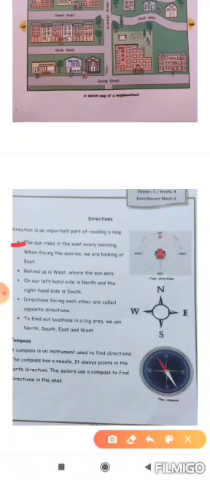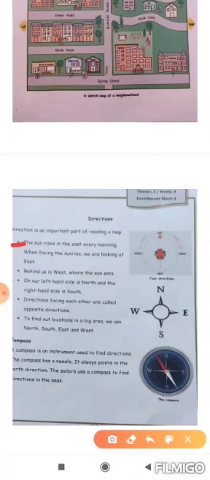Our back side is west. Is it clear, students? When the sun rises, we face towards east, and the back side is west, where the sun sets. Sun rises in the east and sun sets in the west. Is it clear, students? If we stand towards sunrise, we face towards east, and from behind us is the west.